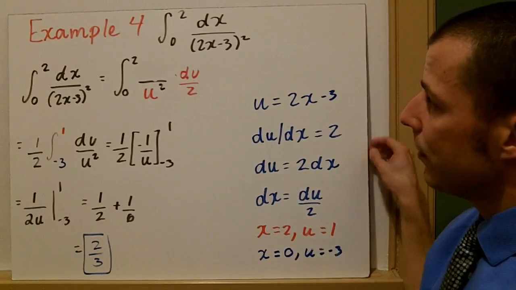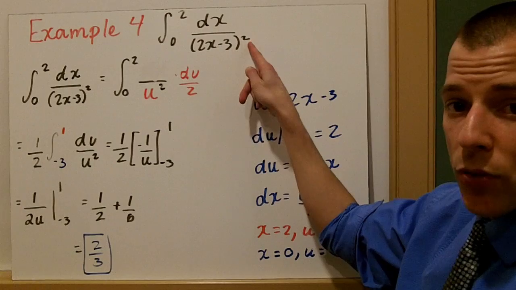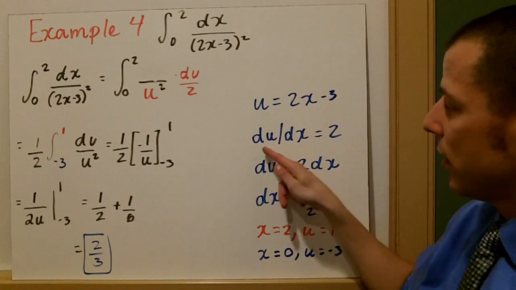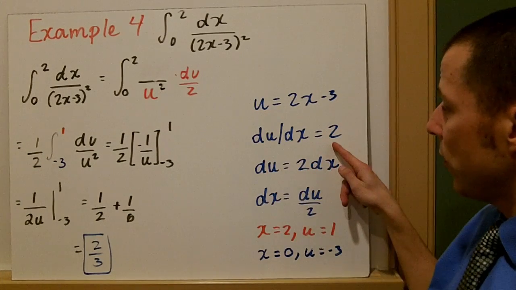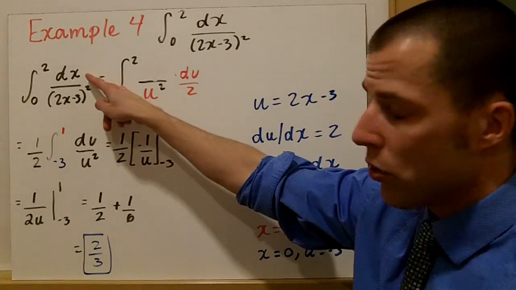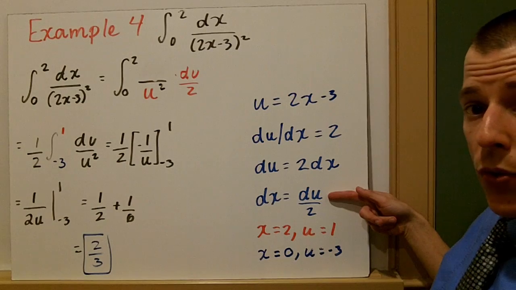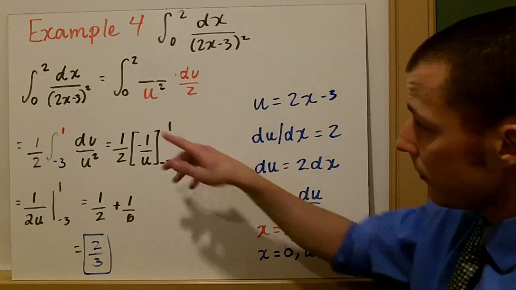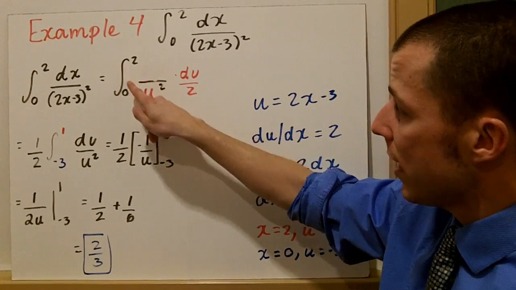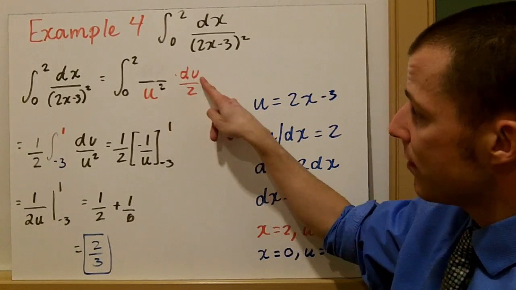Now our last example is from 0 to 2 of dx over 2x minus 3 squared. So again, same thing. I'm going to let u be 2x minus 3. I differentiate, and I get 2. Du becomes 2 dx. No 2 dx here, so I solve for dx, and I get du over 2. So you can see by simplifying the integration, 0 to 2, okay, and this is going to be 1, I erased this earlier, 1 over u squared times du over 2.